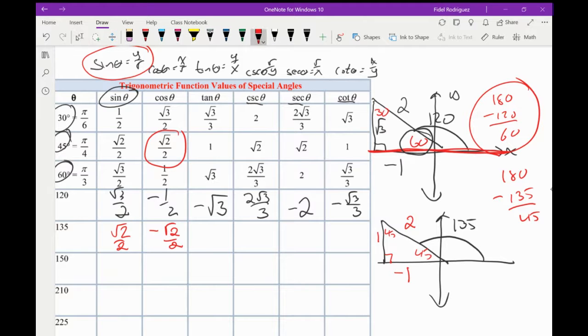Tangent is going to become a -1, right? Because remember, tangent is opposite over adjacent, so 1 over -1, okay? Let's see, cosecant will still be square root of 2. What would the secant be? Negative square root of 2. And what would the cotangent be? -1. Are we doing okay so far, y'all? We're good? Okay, just checking with you guys.